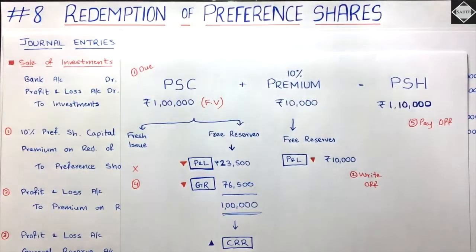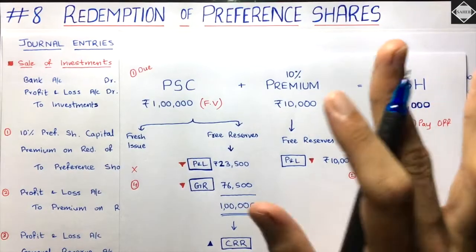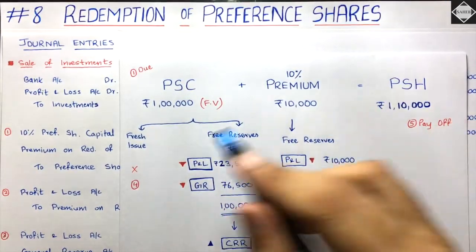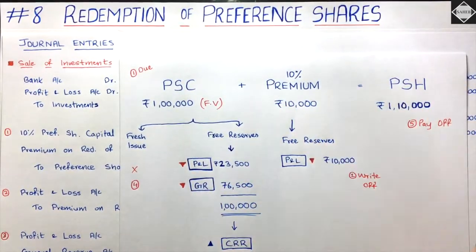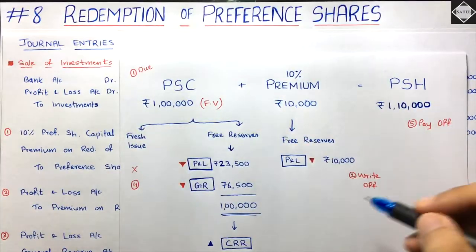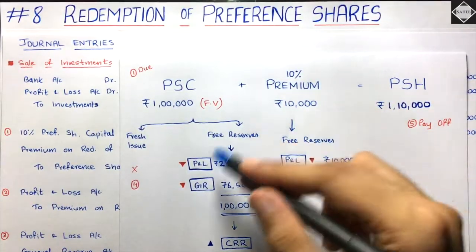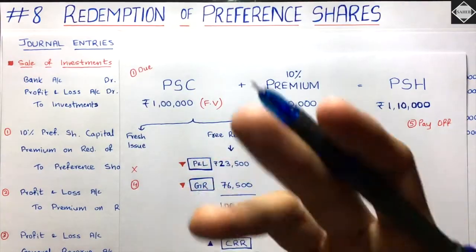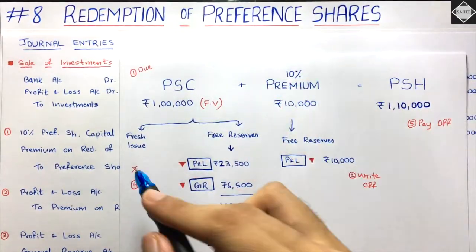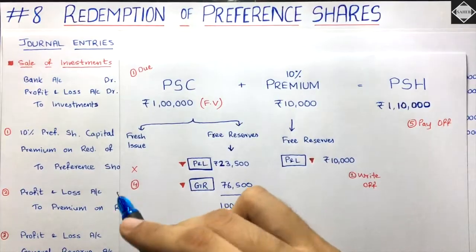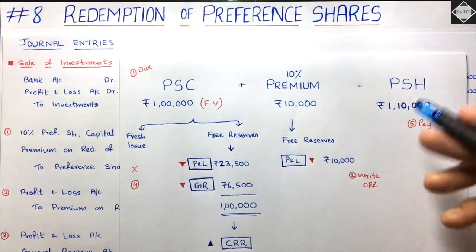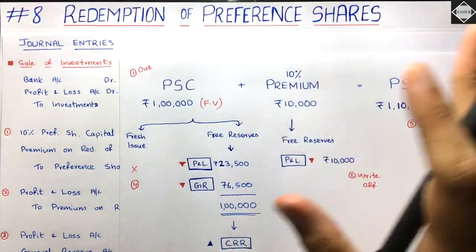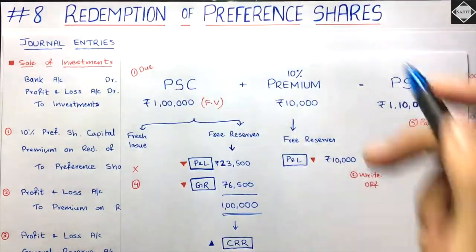Now here we have the journal entries. Let's understand how to pass them. It's really simple and straightforward. All you have to do is follow the equation, the working which we have done now. First, the due entry; the second is writing off the premium on redemption; the third is creation of CRR; and the fourth is fresh issue of equity shares. But since in this question there is no fresh issue, we are going to skip the fourth step. And then the fifth entry is paying off the preference shareholders. That's all. These are the 5 entries related to redemption of preference shares.